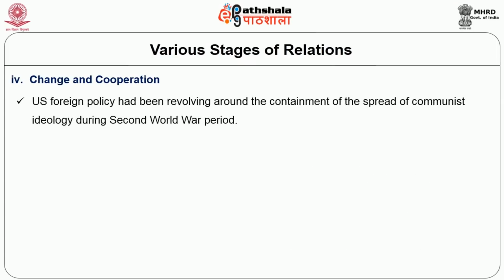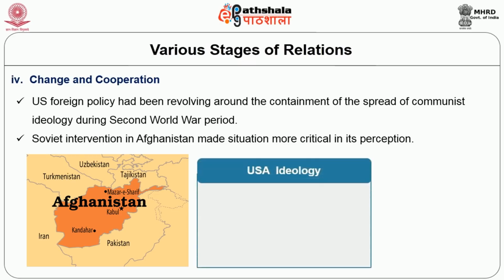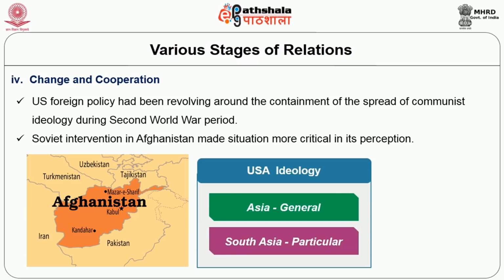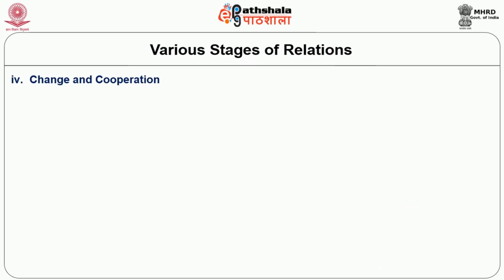US foreign policy had been revolving around the containment of the spread of communist ideology during the Second World War period. Soviet intervention in Afghanistan made the situation more critical in its perception. The USA was eager to contain this ideology in Asia in general and South Asia in particular. That's why it tried hard to bring India out of the Soviet camp.